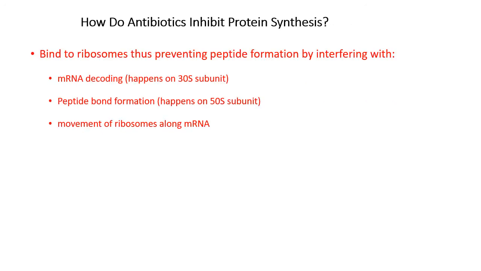So how do antibiotics inhibit protein synthesis? There's a number of different mechanisms that you can exploit. You can bind the ribosome to prevent peptide bond formation, for example, by preventing mRNA decoding by binding the 30S subunit, preventing peptide bond formation, perhaps on the 50S subunit, or you can even prevent the movement of the ribosome, if you like, the thread through the needle completely.